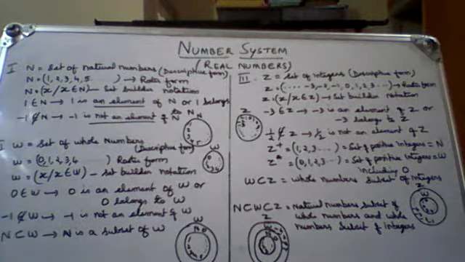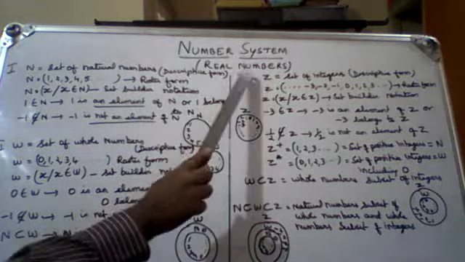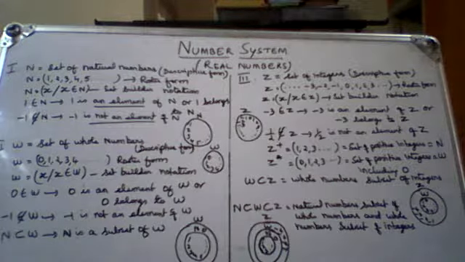So now the number system is also called by the word real numbers. And there are two ways. This video you can see afterwards, but it's better to write.